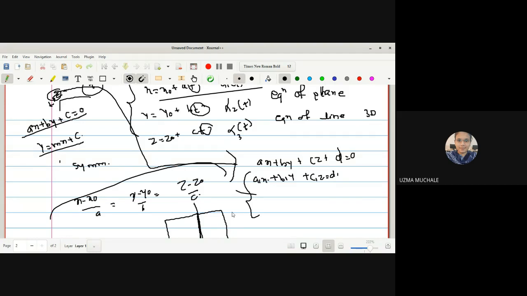Are you getting me, what I told you? We solved such equations, right? These are nothing but planes, no? How to find the equation of a line in 3D space?